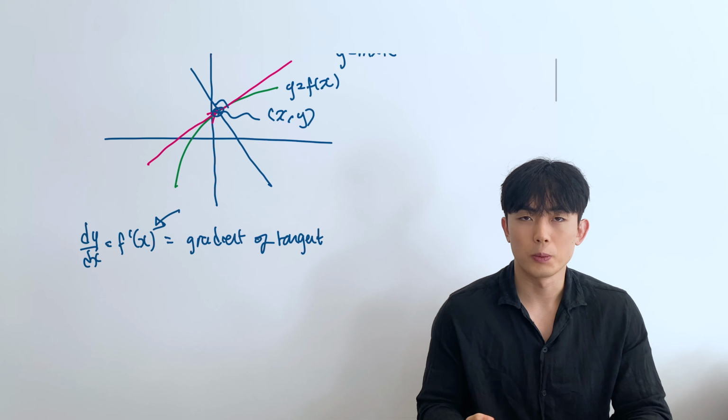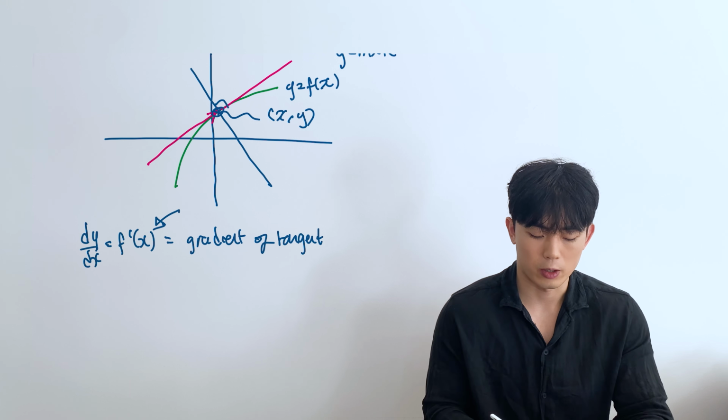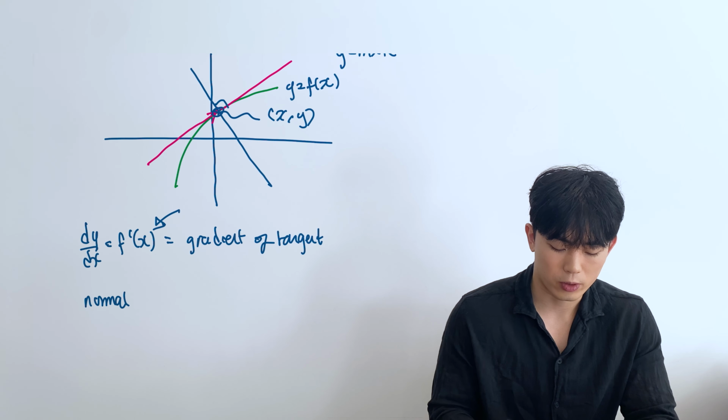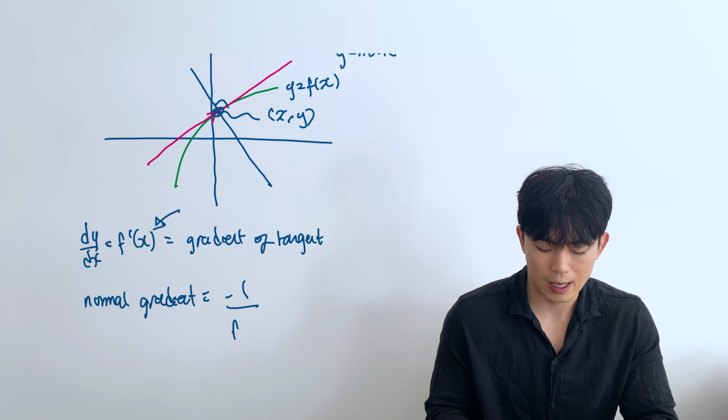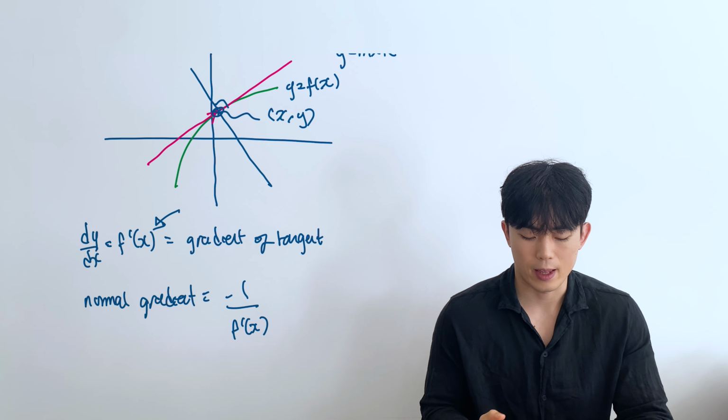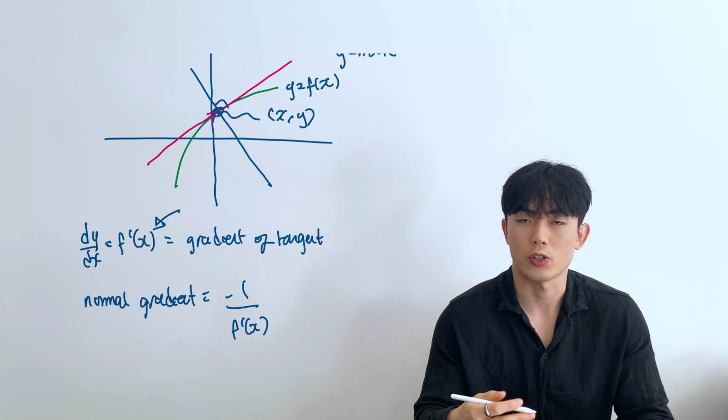Right, for the normal gradient, we know that normal and tangent are perpendicular to each other, right? So for the normal gradient, we just have to do minus 1 over the tangent's gradient. So in this case, minus 1 over f prime of x. And therefore you get the gradient of the normal, and then we can find the straight line equation.